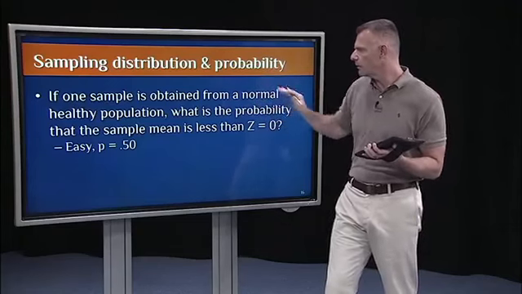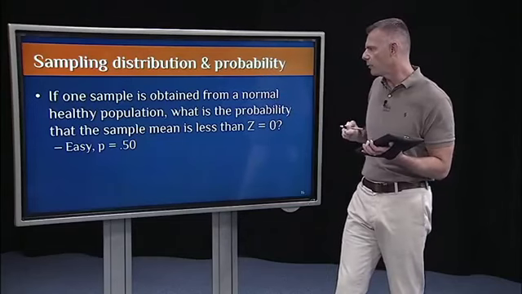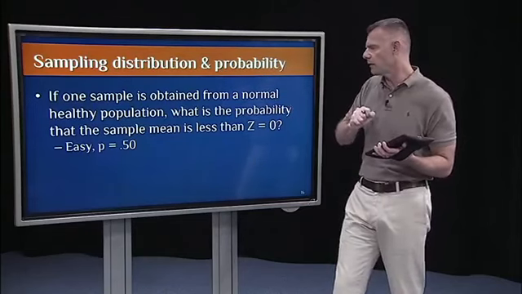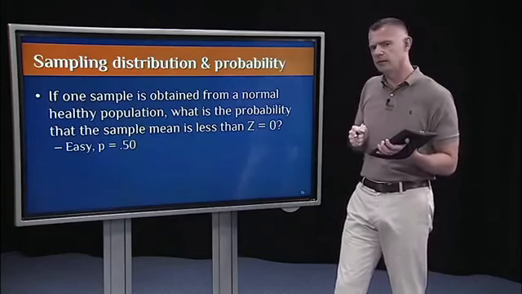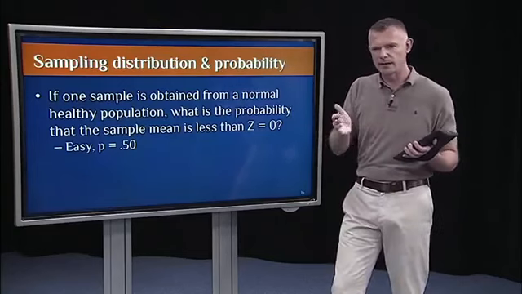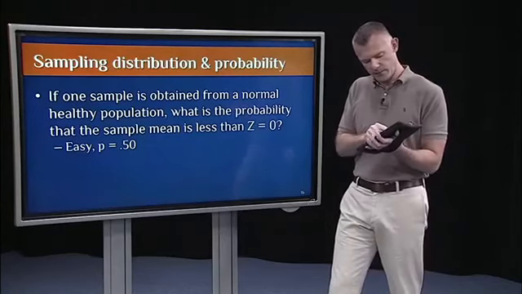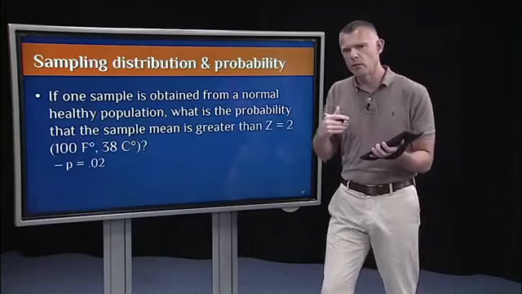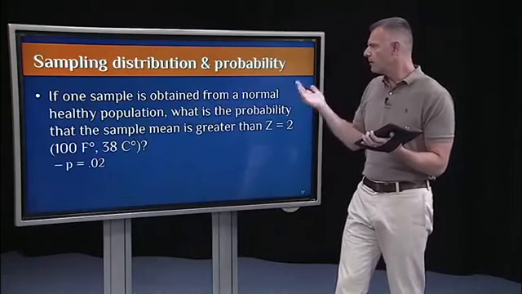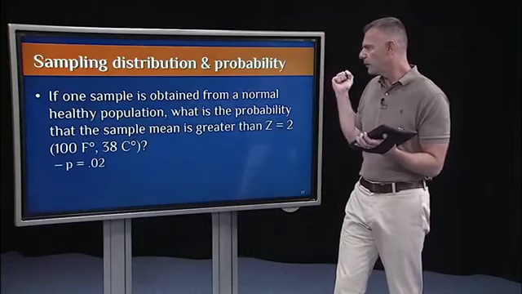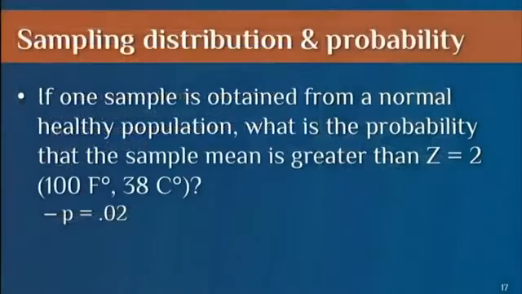So I can say, if one sample is obtained from a normal, healthy population, what's the probability that the sample mean is less than z equals 0? Well, that's easy. Z equals 0 is the mean, so it's just p equals 0.5. Let's go to the more extreme example. If one sample is obtained from a normal, healthy population, what's the probability that the sample mean is greater than z equals 2? That would be really unlikely. Again, the p-value would be about 0.02.